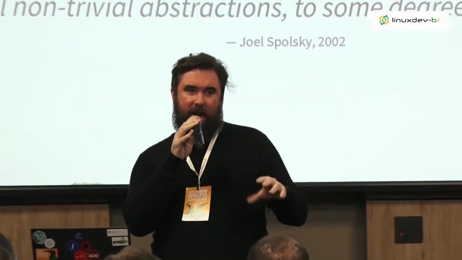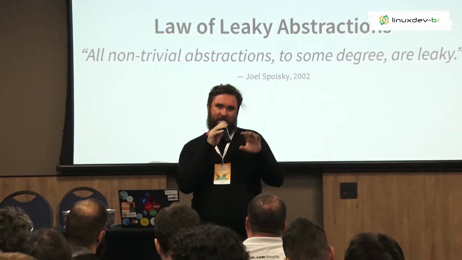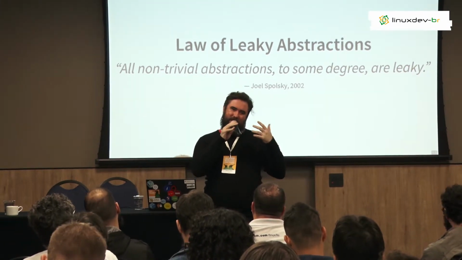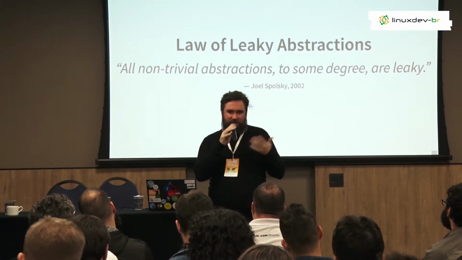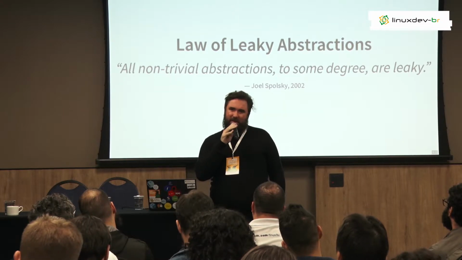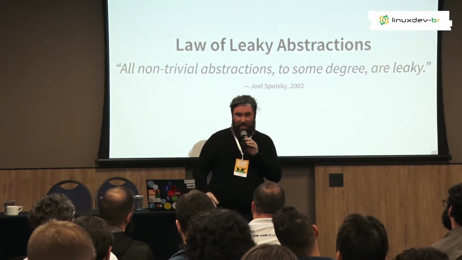I was so young. And it says, all non-trivial abstractions, to some degree, are leaky. An abstraction is something that will simplify something for you, that will hide the details for you. Leaky means you can't hide everything. Sometimes you try to hide the complexities, but then the real world comes and says, okay, you're not going to be able to hide these details. And this is what happens here.